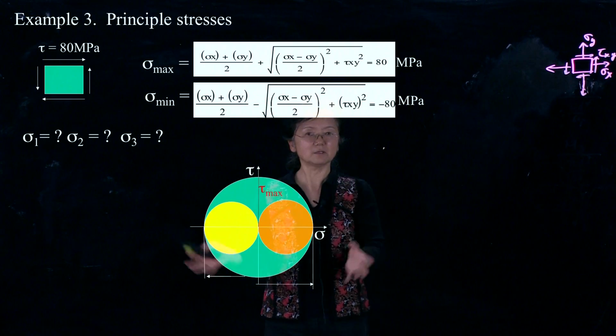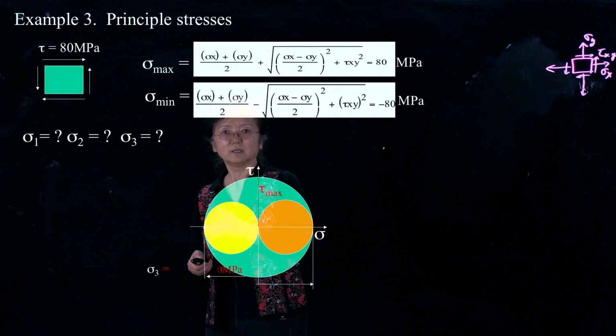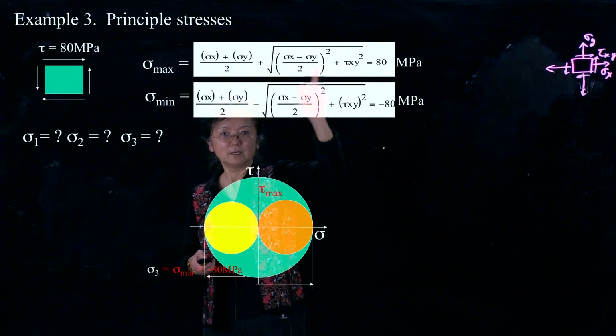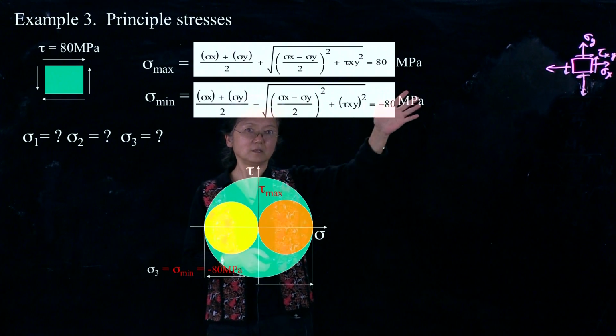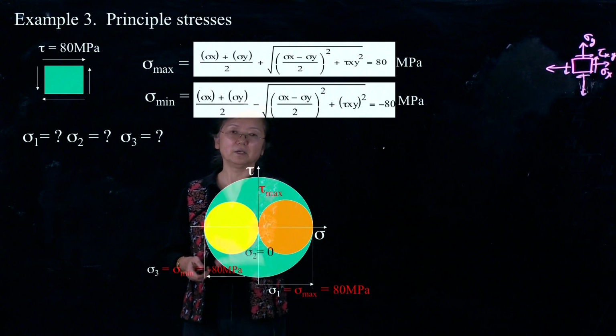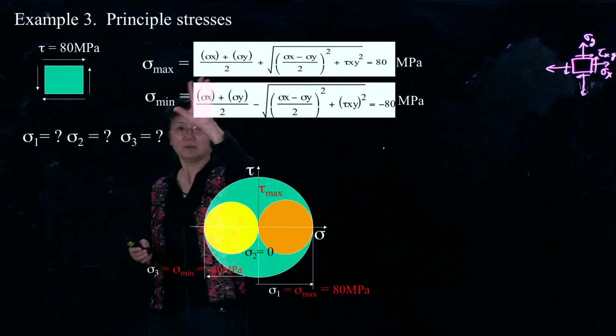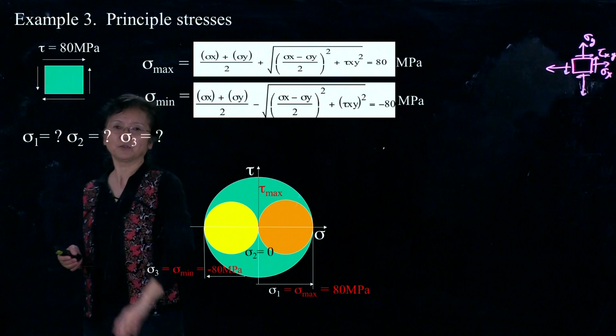So therefore, this is the Mohr circle. The smallest is negative 80. The biggest is positive 80. Right in between, sigma 2 has to be 0. All right, so this basically goes with the pure shear case.